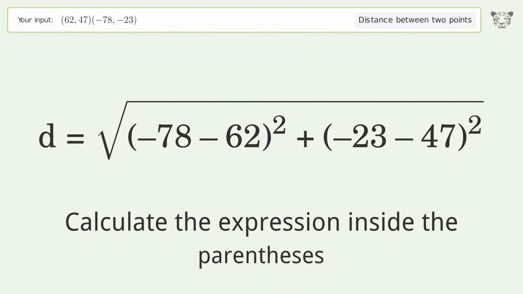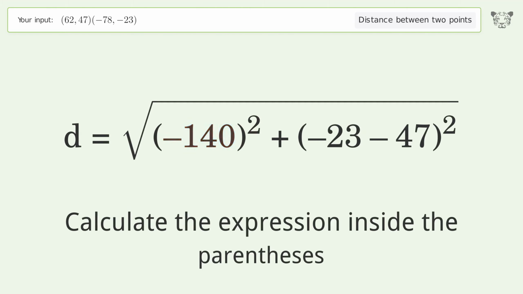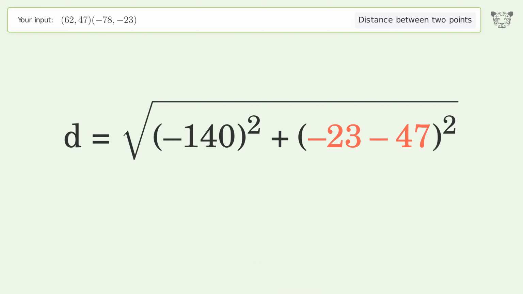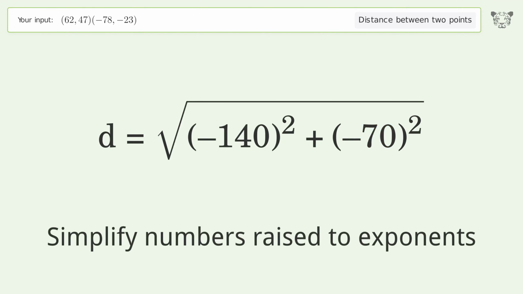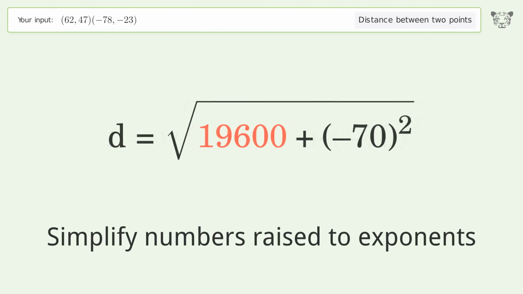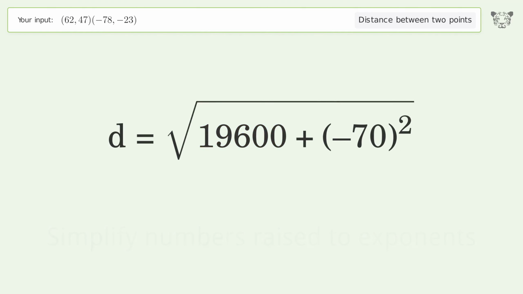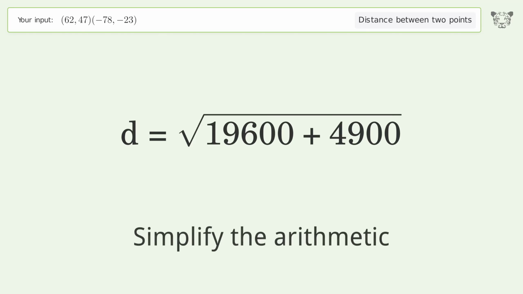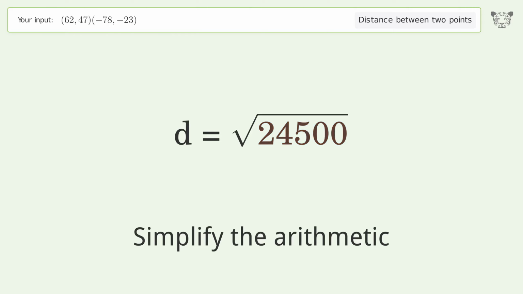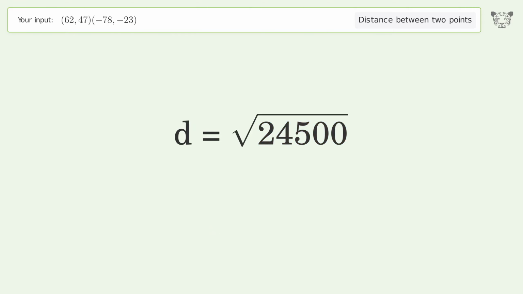Calculate the expression inside the parentheses. Simplify numbers raised to exponents. Simplify the arithmetic. And so the distance between the 2 points is the square root of 24,500, or 156.525.